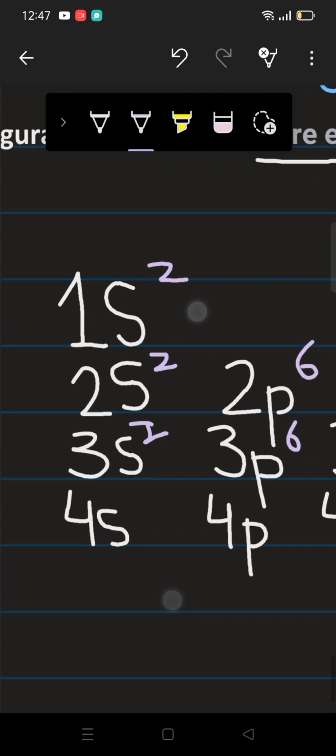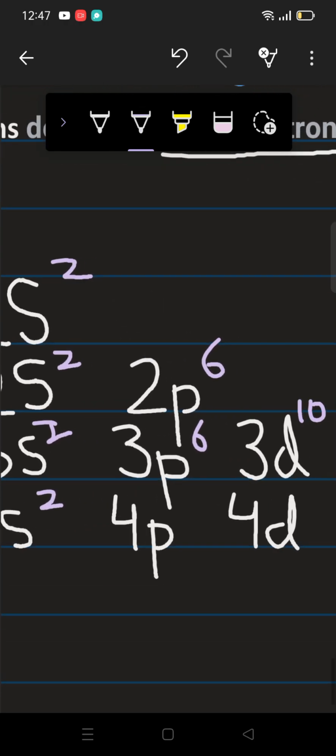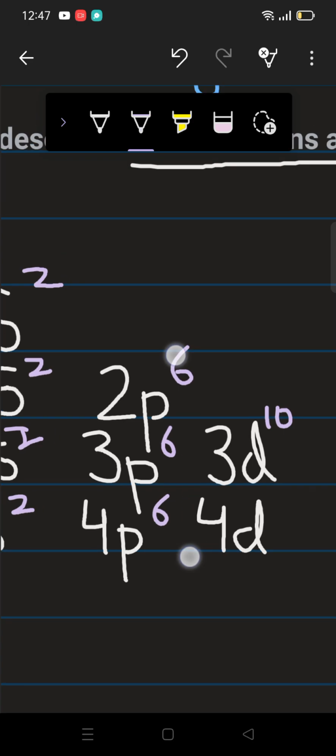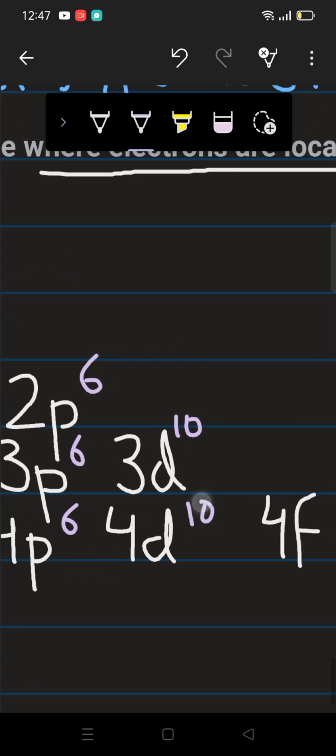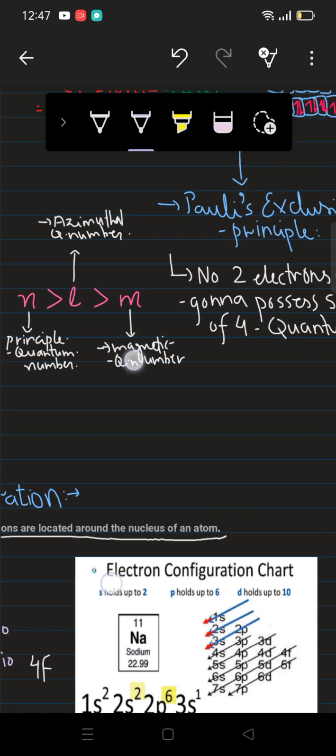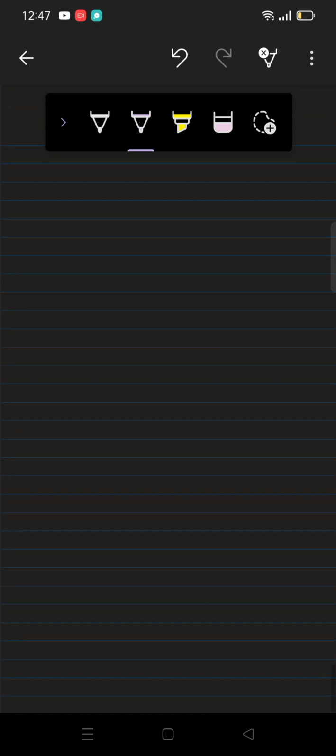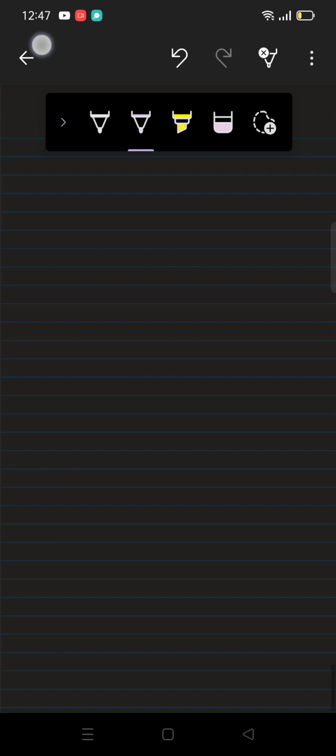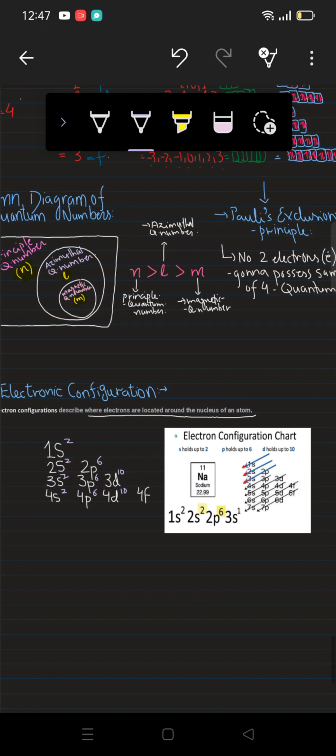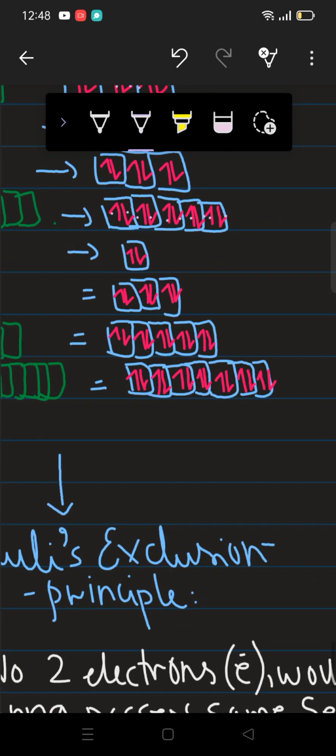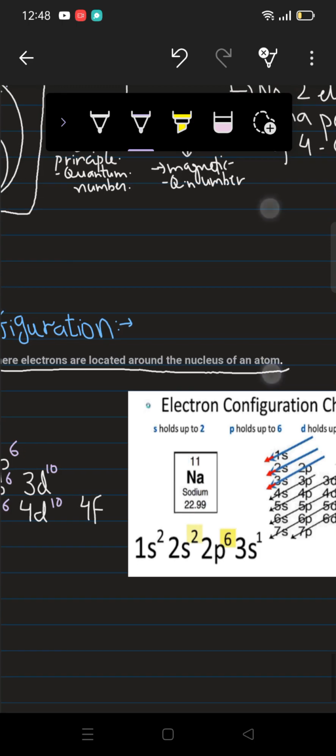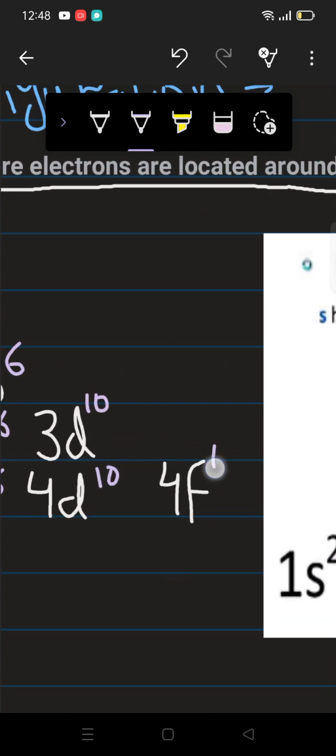And in S we have already known 2 electrons, 6 electrons in P, 10 electrons in D. Let's see how many electrons we have in F. So let's count this. Here we go. In F we have 1, 2, 3, 4, 5, 6, 7, 8, 9, 10, 11, 12, 13, 14. So we have 14 electrons in F.